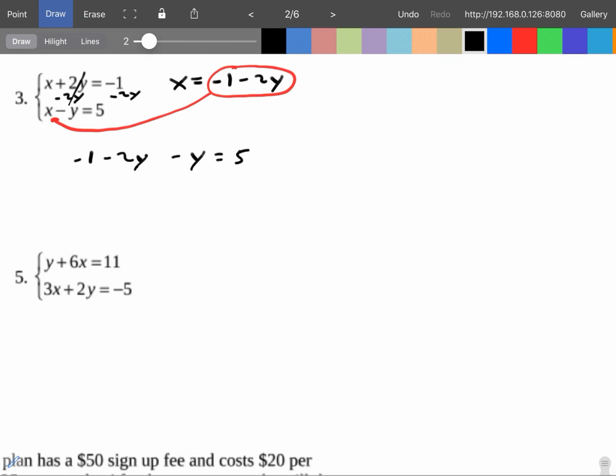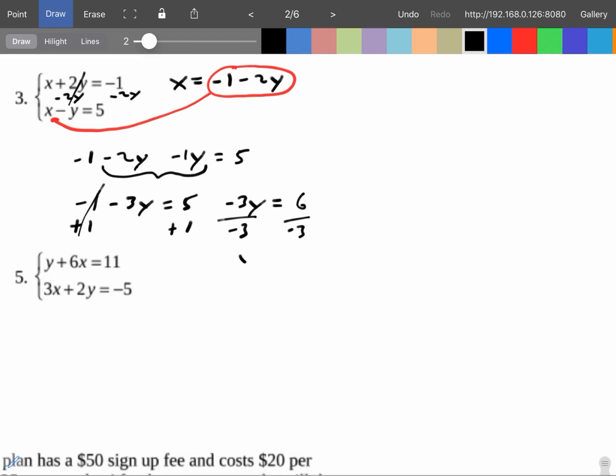I have an equation that just has the variable y only in it. So I'm going to combine like terms right here. Both of those y terms are on the left-hand side of the equal sign, so I'm just going to combine them right off the bat. That gives me -1, and then if I've got -2y, take away 1 more y, that gives me -3y, and that would equal 5. Then I'm just going to add 1 on both sides. And that's going to give me -3y equals 5 plus 1 is 6. Then divide both sides by whatever number is in front of the variable, and I get y equals -2.